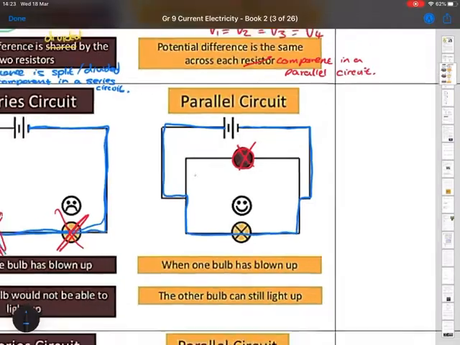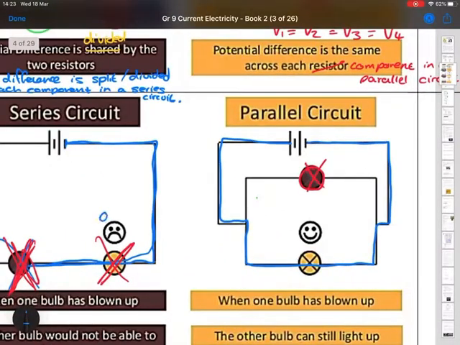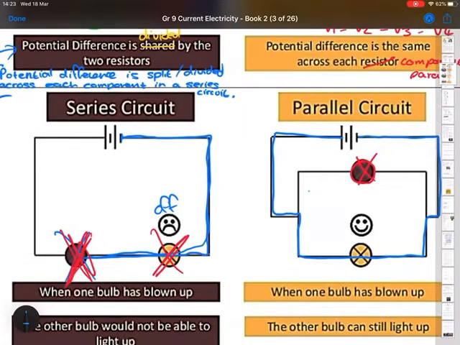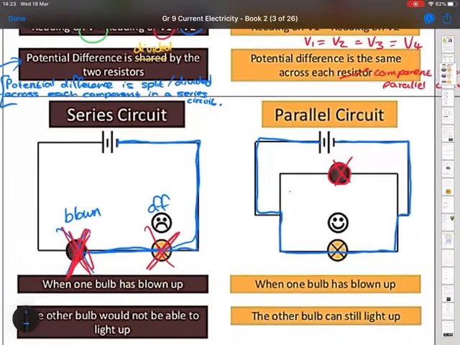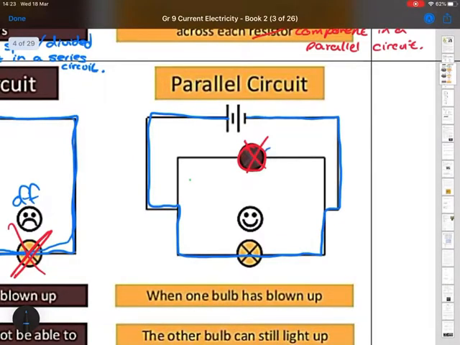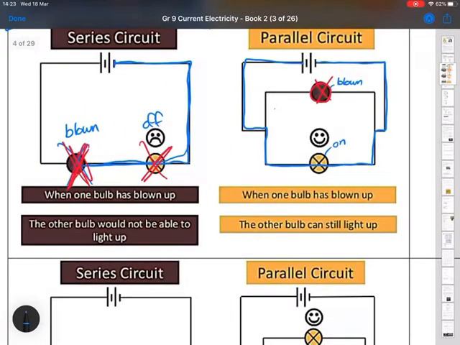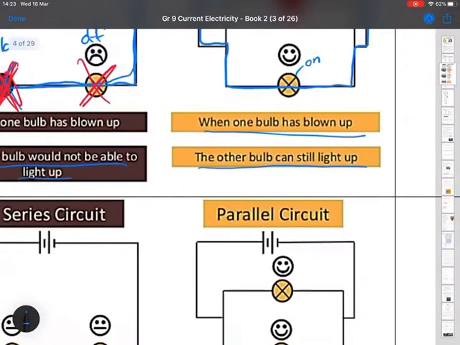Smiley face means on and happy and bright. Sad face means off. So over here, this one is off. This one is blown. But even though the bulb on the right is not blown, it's still off, it's not working. Over here, this bulb is blown, but this bulb is on. So in a series circuit, when one bulb blows, the other bulb would not be able to light up. In a parallel circuit, when one bulb has blown, the other bulb will still light up, and that's because there's more than one path for current to take.